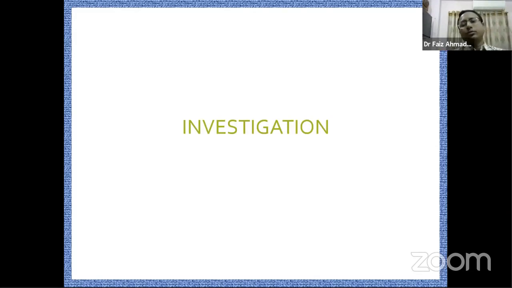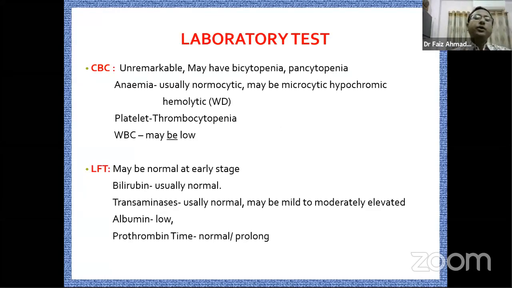So I have mentioned how you should take a history, how to examine, and what things you should look for clinically. Next we come to the investigations, what you need to do to confirm a patient has cirrhosis of liver. First we go for some laboratory tests like complete blood count, liver function test, bilirubin, liver enzymes, albumin, prothrombin time, etc.